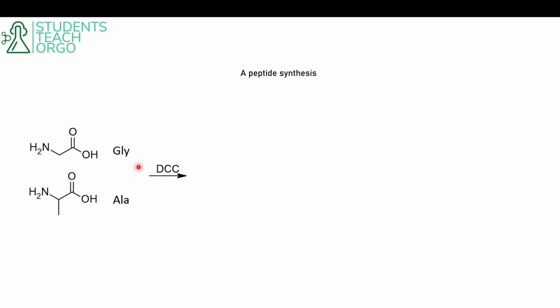And when we react with DCC, what we'll get is peptide bond formation between this carbon on the glycine right here, so the carboxylic acid carbon, and the alanine nitrogen. And we get this product, which we call glycine alanine, starting from the N terminus and then moving to the C terminus. So that's how we name peptides. We start with the amino acid sequence from the N terminus and then go to the C terminus.